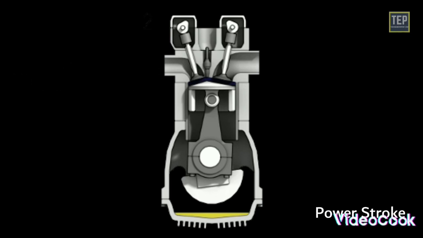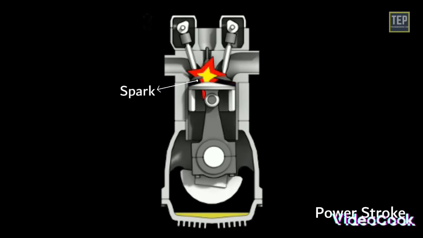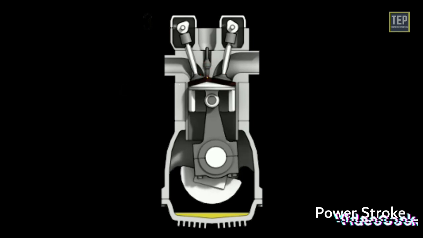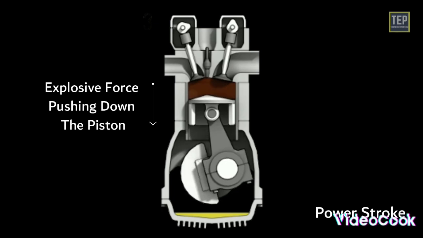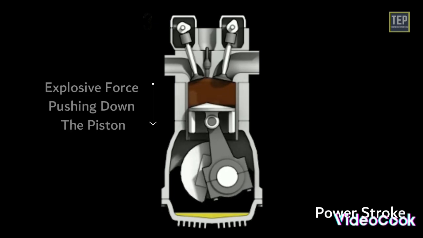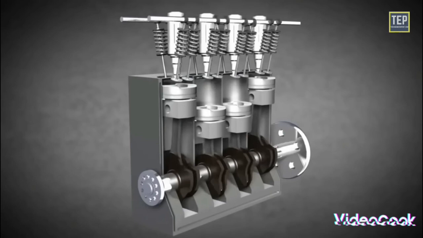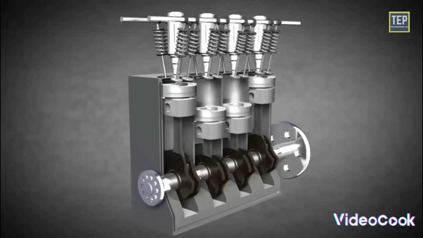Power stroke. The fuel-air mixture at high pressure and temperature is ignited by a spark. The spark ignites the fuel-air mixture. This burning increases the pressure and temperature of the gases further. The gases expand, producing an explosive force, pushing the piston down at high acceleration. Then the linear movement of the piston is converted into rotary motion of the crankshaft.